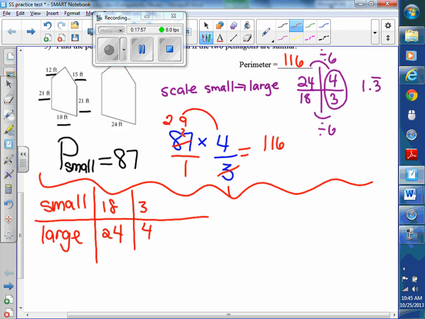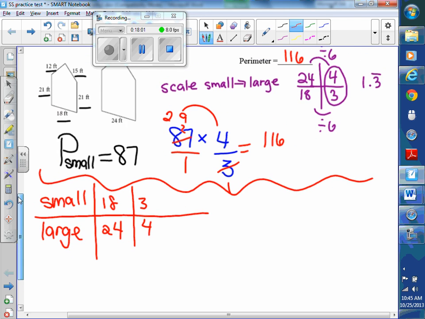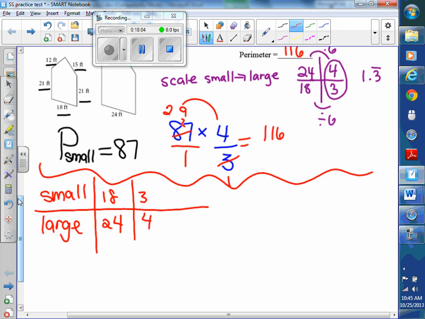Maybe you did what he did. Okay. Just with this idea, if you liked ratio tables before, and you knew the perimeter of the small is 87, you could just figure out what to multiply 3 by to get 87. It's just another way to show your work, but you're actually doing the same thing. So it might help some of you guys that like looking at ratio tables. 4 times 29 is 116. So you still get 116 inches, or feet.